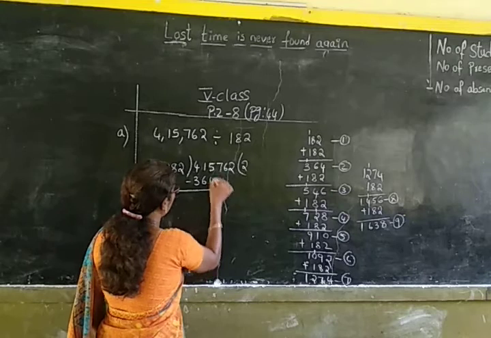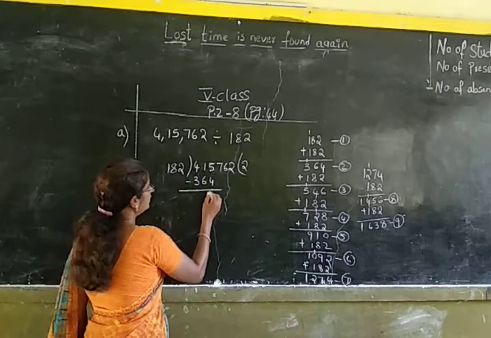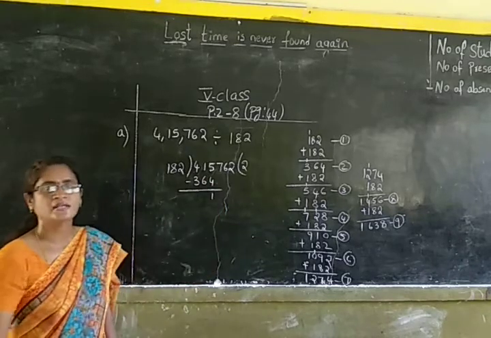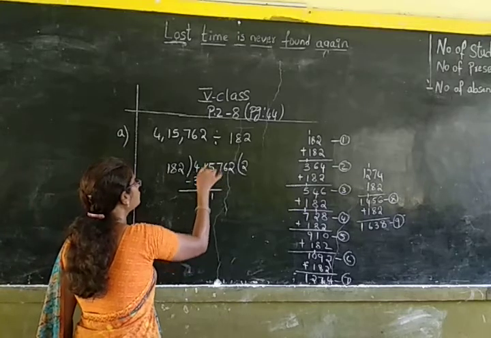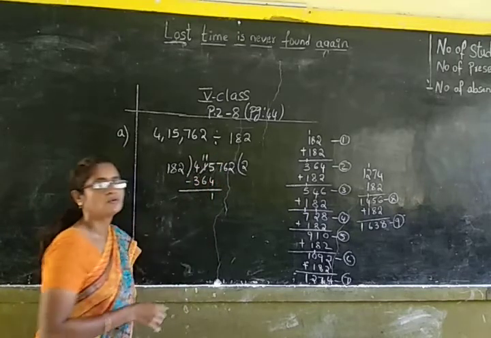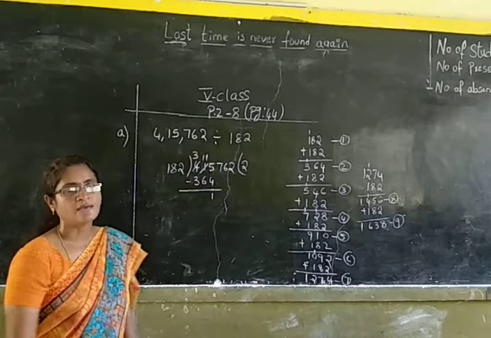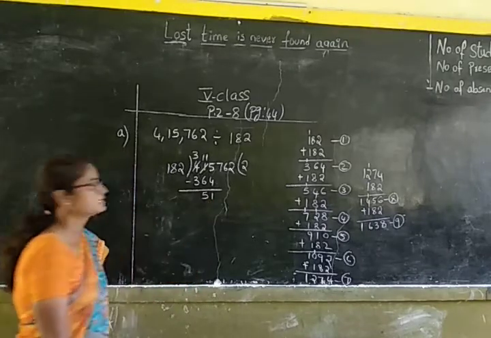Now, what I have to do? I have to do the subtraction. 5 minus 4 is how much? 5 minus 4 is 1. So I can't subtract 6 from 1, so I am going to borrow. So 1 will become 11 and 4 will become 3. 11 minus 6 is how much? 11 minus 6 is 5.